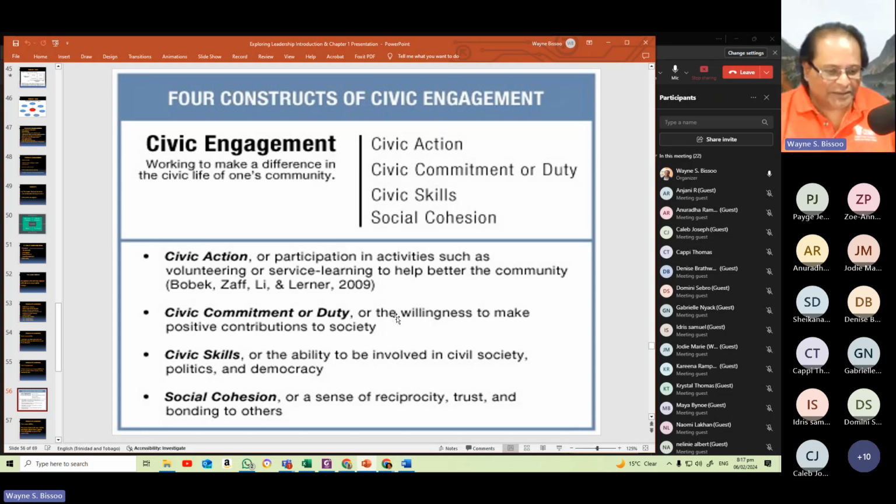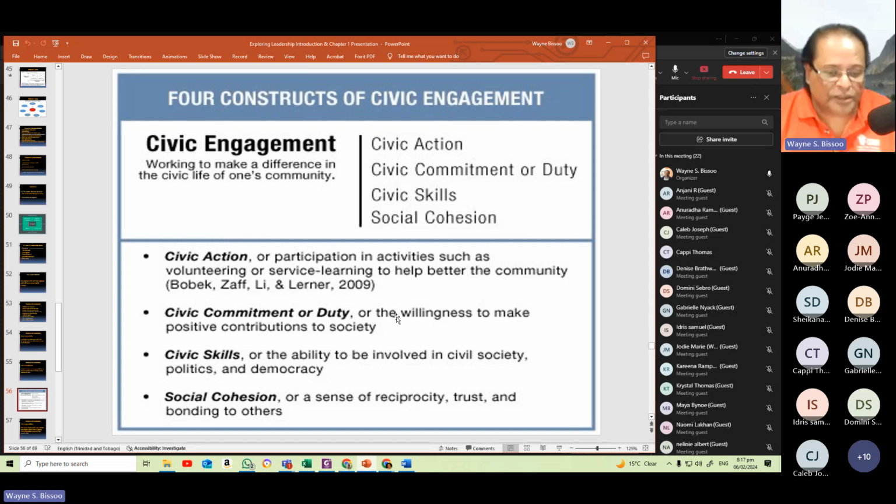Civic skills, the ability to be involved in civil society, politics, and democracy. So again, this is about your civic engagement. You're engaging, so they're having political meetings and stuff like that. You go out, you listen, you participate, you go and vote, that type of stuff.